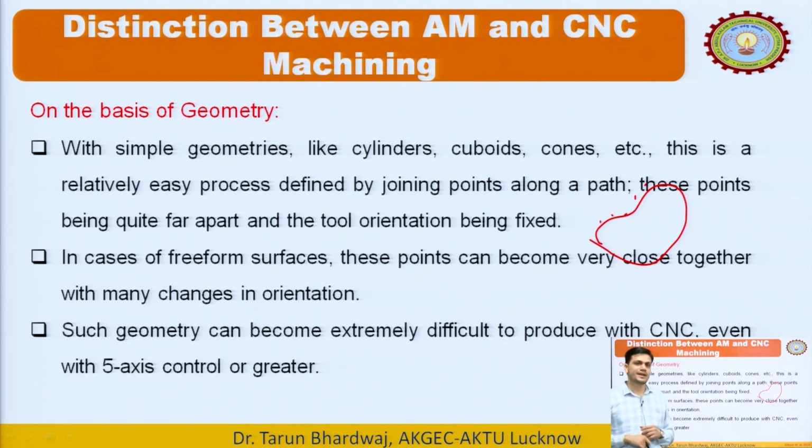तो in case of the free form surfaces, these points can be very close to each other. कभी कभी ऐसे कोई फ्री फॉर्म अगर हमारे कुछ सर्फेसेज हैं, तो उनके जो पॉइंट्स होते हैं वो बहुत ही आसपास बेसिकली होते हैं, तो वहाँ पे आपको कंट्रोल करना it is very quite difficult in the CNC मशीनिंग. ओके, तो such geometry can be extremely difficult to produce with the CNC even with the 5 axis control और greater in the CNC.